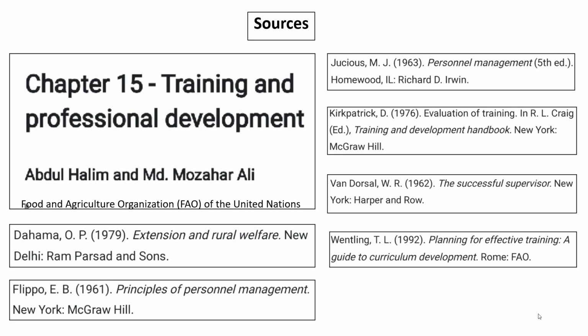The main source of the presentation is from FAO, Food and Agriculture Organization of the United Nations, and authors mentioned here are based on secondary source. However, they are reflected here just in case you would like to refer them for future understanding of the topics presented here.